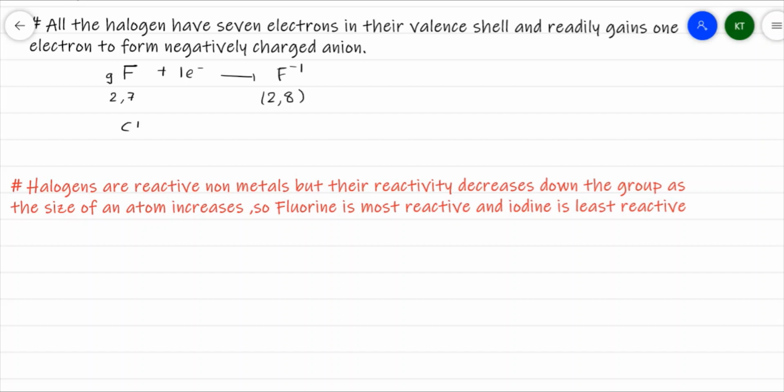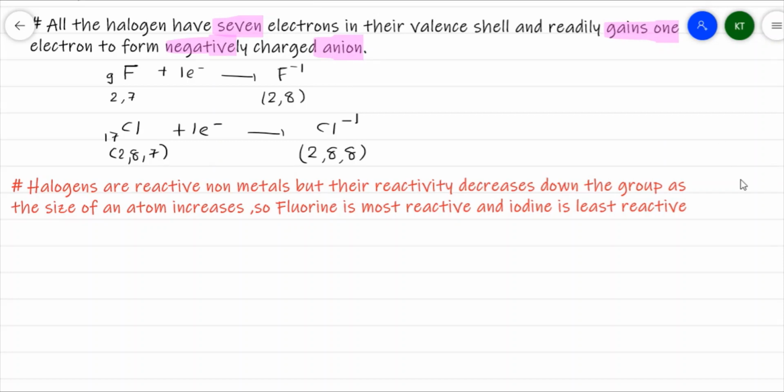Another is chlorine, whose atomic number is 17. It has electronic configuration 2,8,7. This chlorine also shows a tendency to gain one electron and get converted into a negatively charged chloride ion, and attains the stable electronic configuration of the nearest noble gas, argon. So they have 7 electrons in the valence shell, readily gain 1 electron and get converted into a negatively charged ion, that we call an anion.